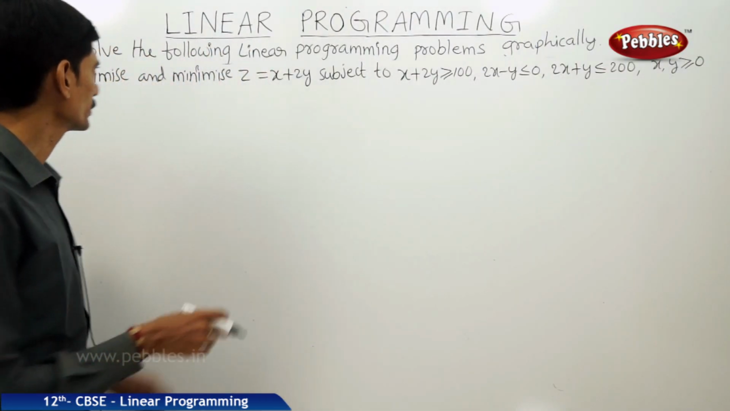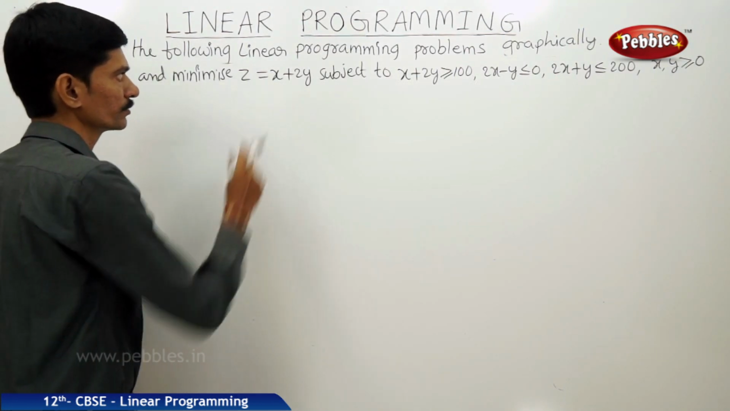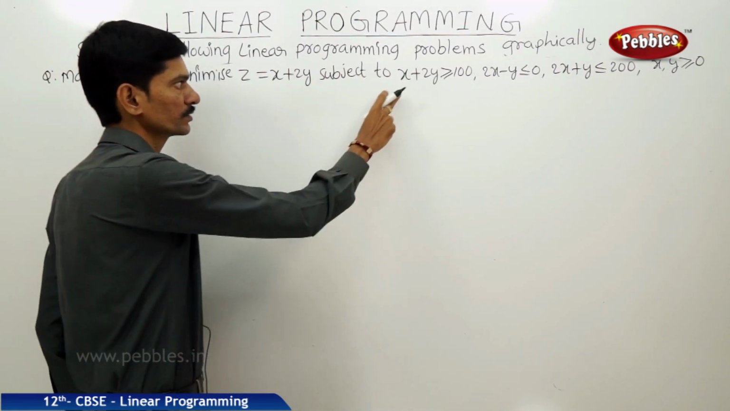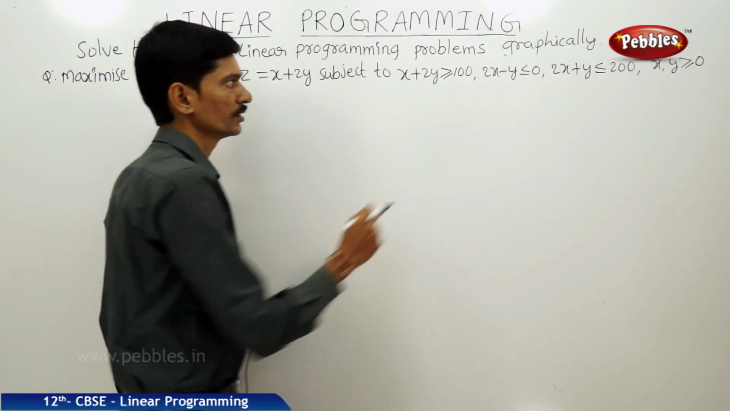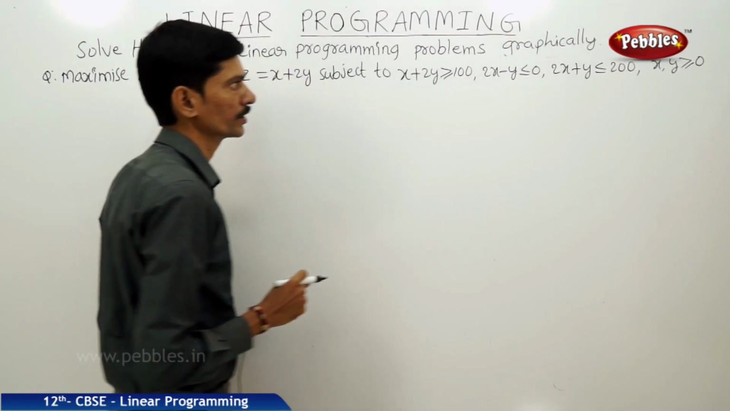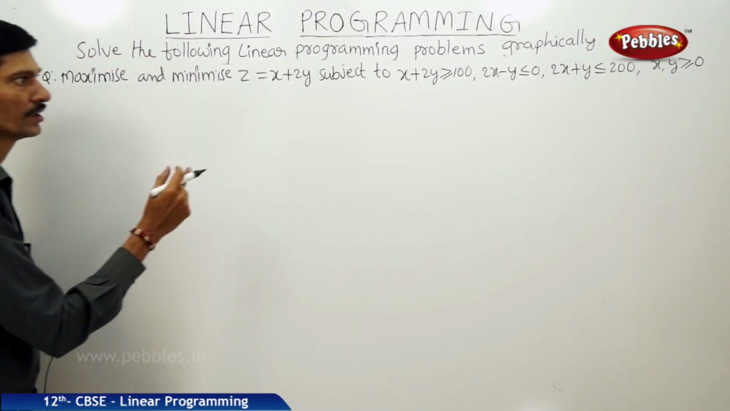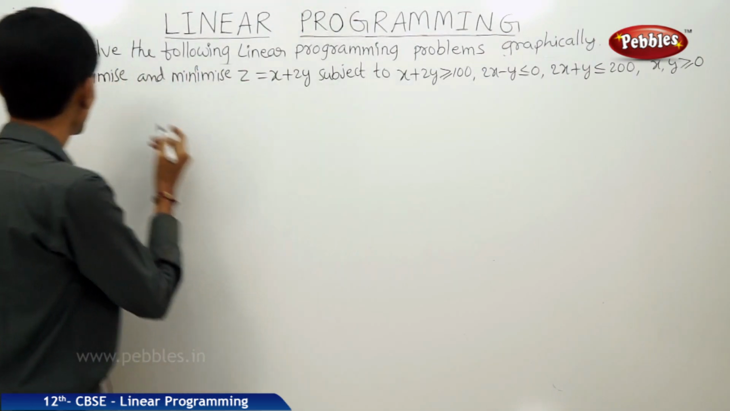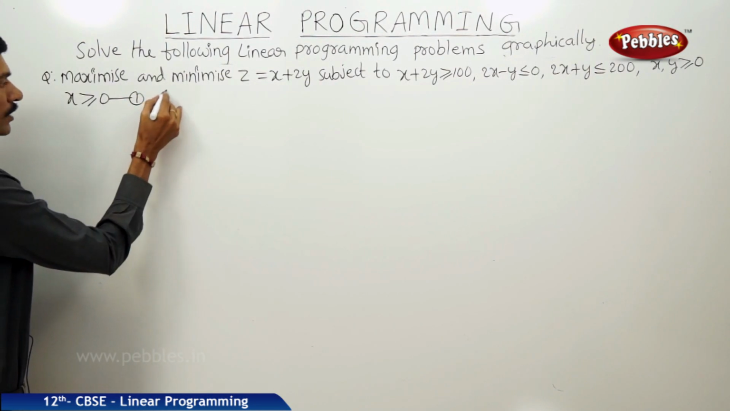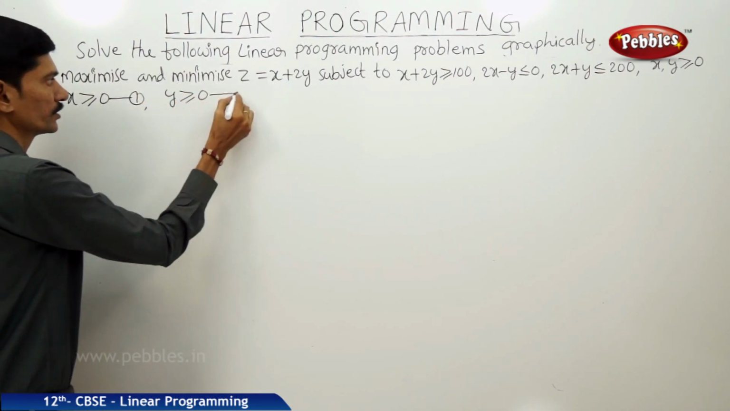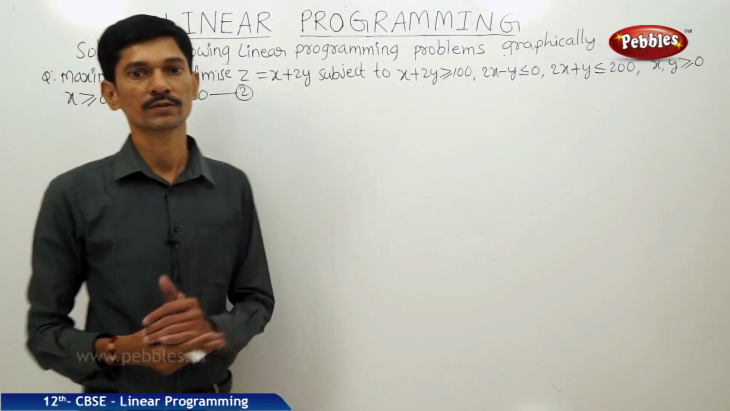Now let us see the next question. Maximize and minimize the objective function z equal to x plus 2y subject to x plus 2y greater than or equal to 100, 2x minus y less than or equal to 0, 2x plus y less than or equal to 200 and x comma y greater than or equal to 0. So first we will take the last two inequations like x greater than or equal to 0 in equation 1 and y greater than or equal to 0 in equation 2.